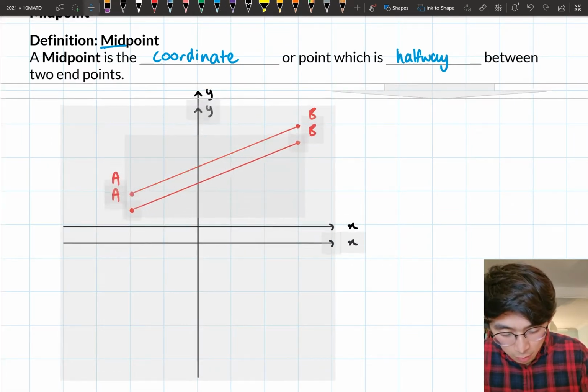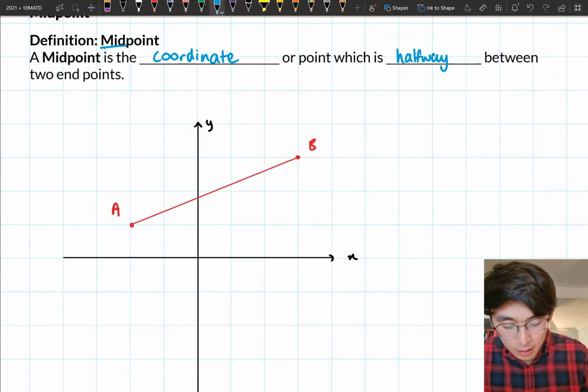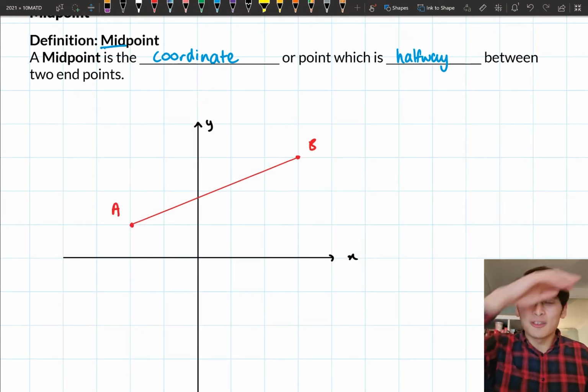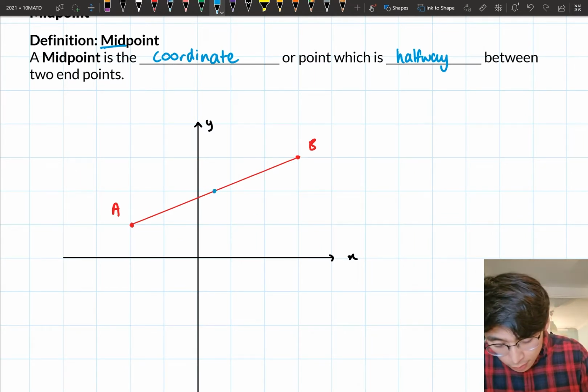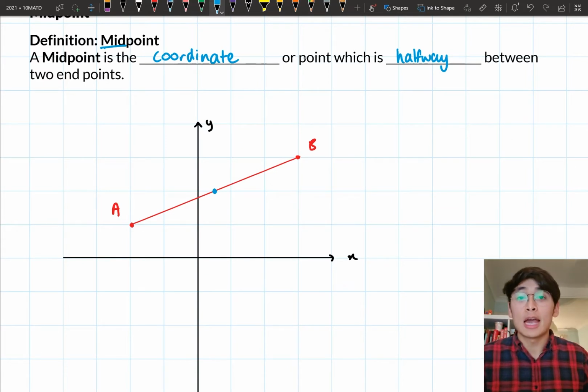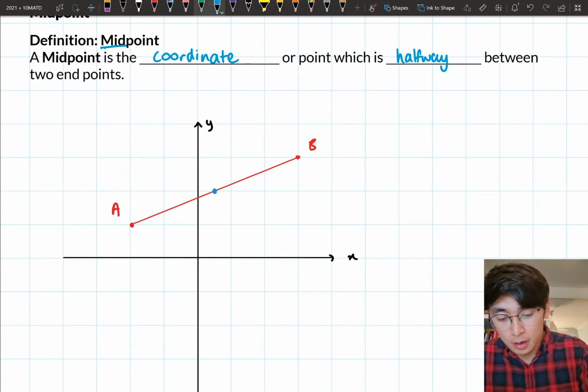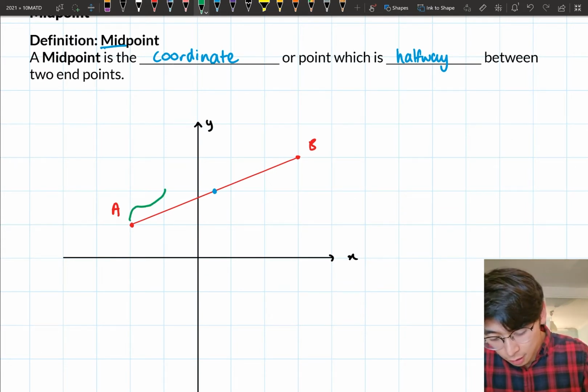Let me go down a little bit further then. So here, there we go. We're trying to find the point which is directly in the middle of this line segment. So here, the point is somewhere around here. And so what we want to do is ensure that each side, so this length over here, is going to be the same as this length over here.